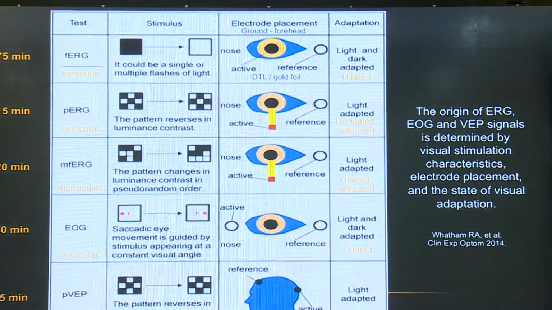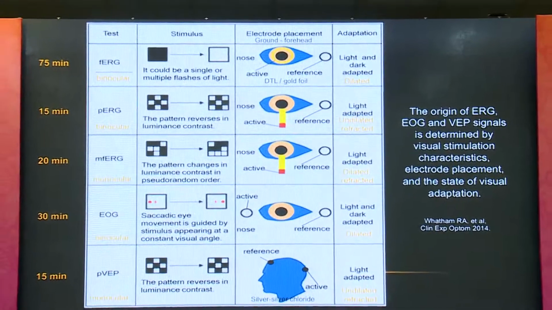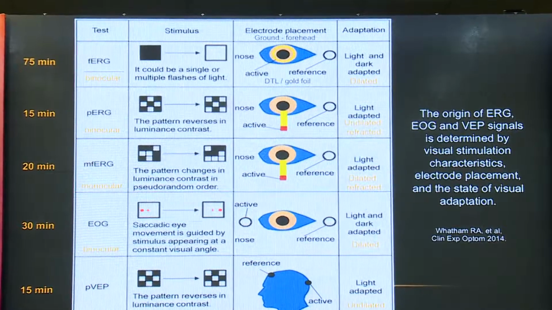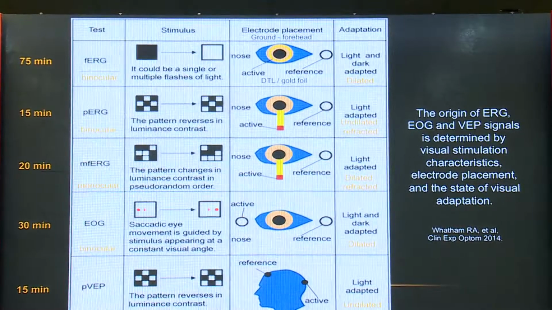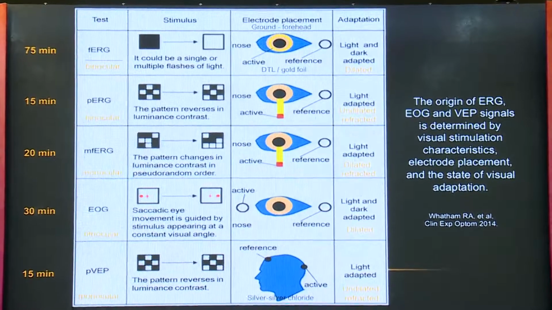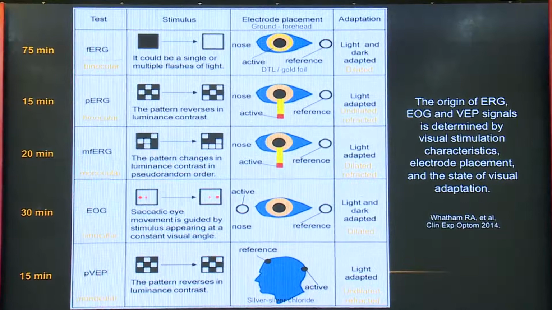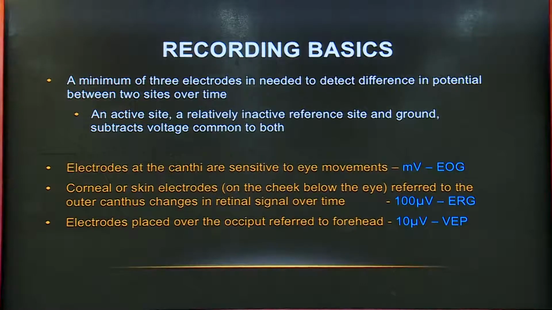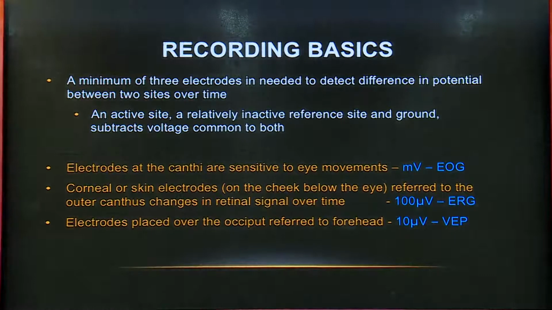Now, the origin of these test signals is basically determined by 1, the visual stimulation characteristics, 2, the electrode placement, and 3, the state of light or dark adaptation. And this is a summary also of the time that each of these tests takes. Of course, full field ERG takes the longest. Now, a minimum of 3 electrodes is needed to detect difference in potential between 2 sites over time. You have an active electrode, an inactive electrode, and a ground electrode.